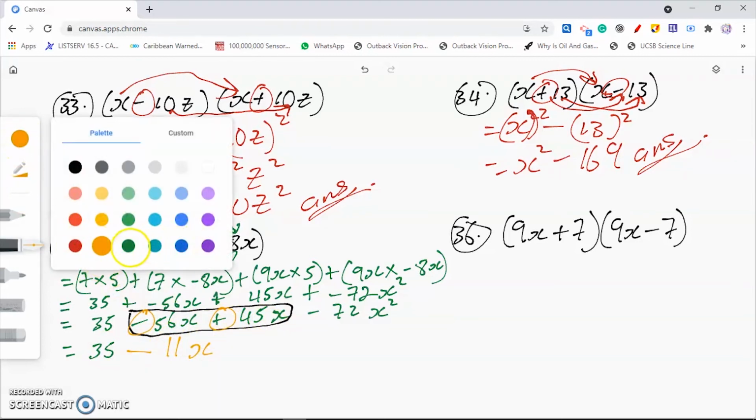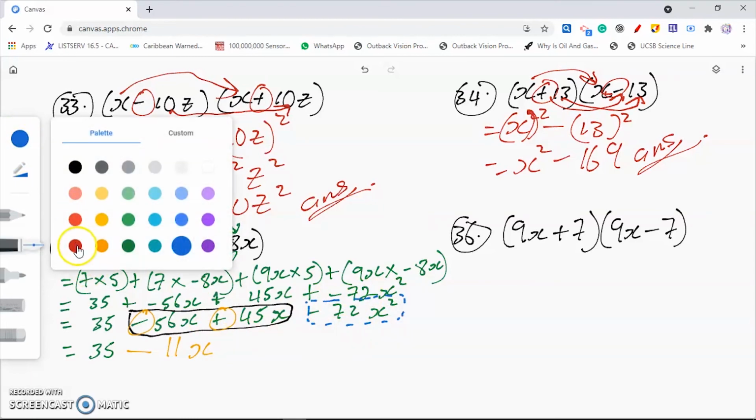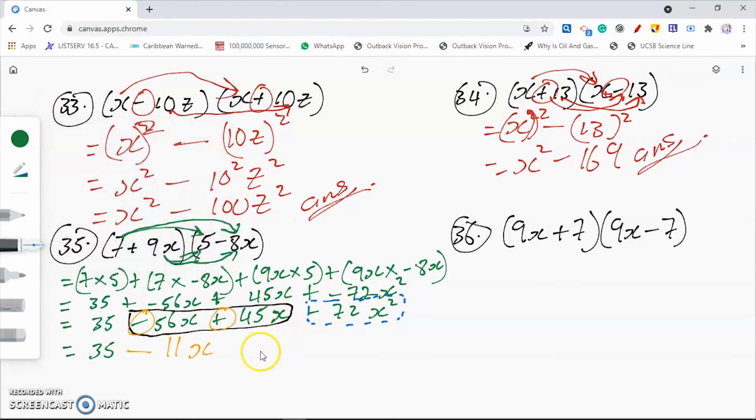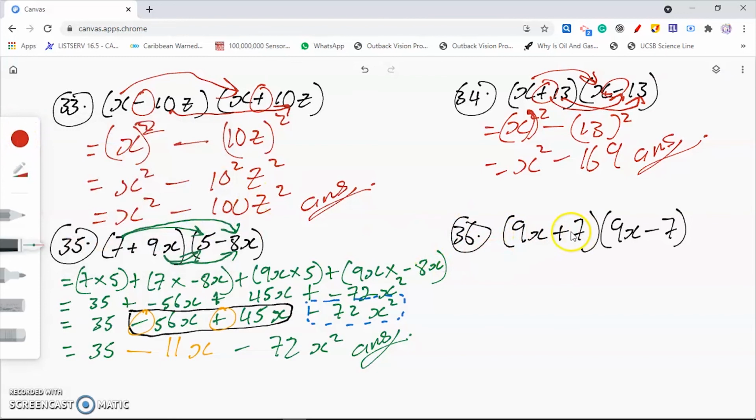And then we bring down this part here. So then we will get minus 72x squared. So 35 minus 11x minus 72x squared. That's our answer there. Okay, for number 36, we have 9x plus 7 times 9x minus 7.